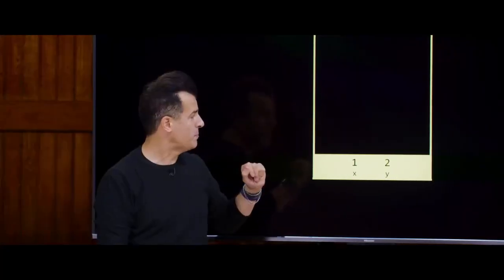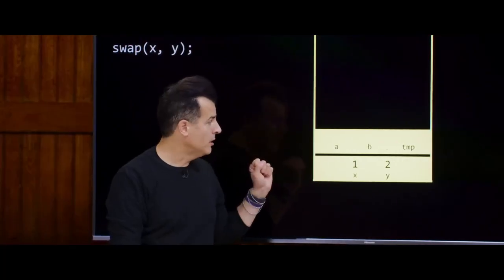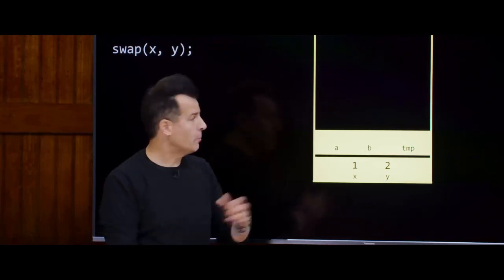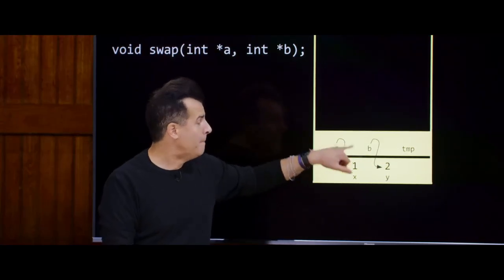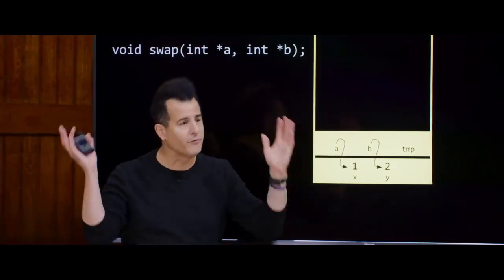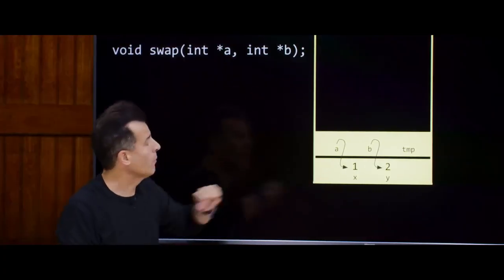x and y are still 1 and 2 respectively. Swap gets called. It now gets the values of the address of x and the address of y. So pictorially, we might draw that as follows. a is pointing to x. b is pointing to y. I mean, technically, it's like 0x123 and 0x12 whatever. But who cares? We're just going to abstract it away now with actual arrows or pointers.